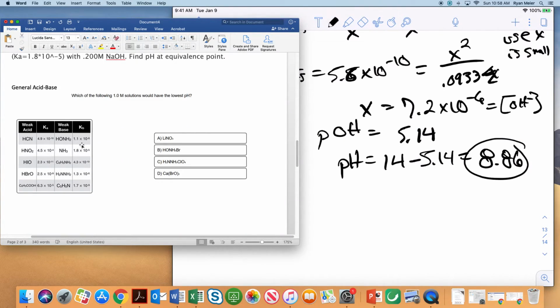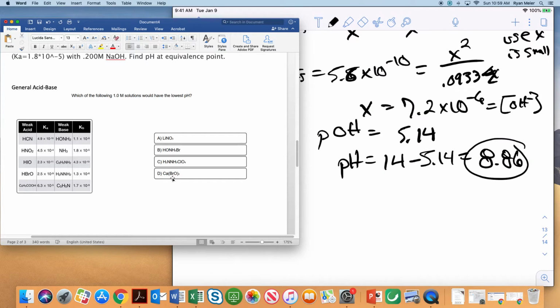I have a couple more individual questions from some different sections that people asked that I'll take a quick look at. This one is more general acid base, really about the acidity and basicity of salts. It asks, which of the following 1 molar solutions would have the lowest pH? If we want the lowest pH, that means we want the most acidic salt. So how do I know which one's going to be the most acidic?